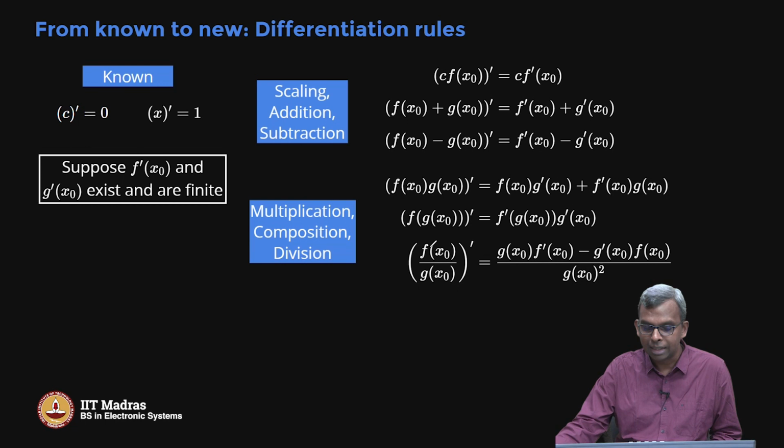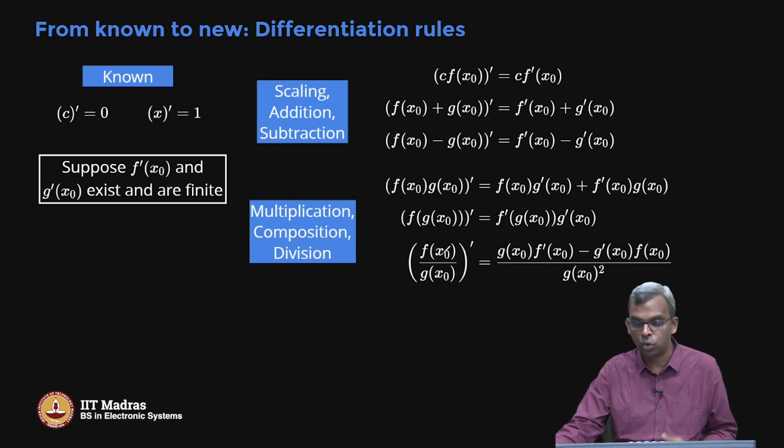The last formula we're going to talk about, the differentiation rule we're going to talk about, is the division rule. Supposing you do f of x naught divided by g of x naught. Clearly here g of x naught should not be 0. If g of x naught is 0, this division is not valid. So that condition is an additional condition I have not stated here. You need this for this rule.